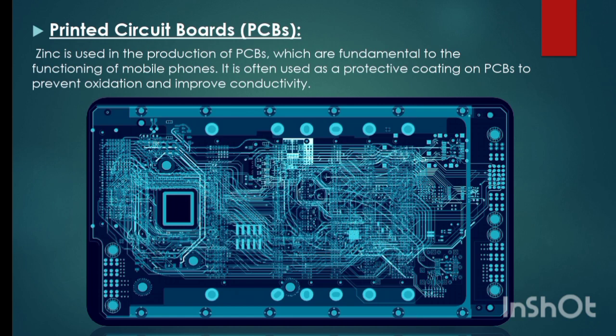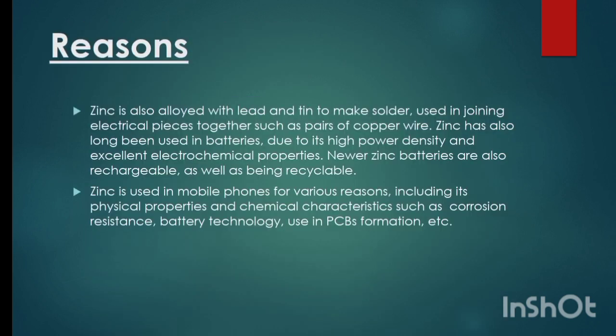A major use of zinc is in PCBs, which are printed circuit boards. Zinc is used in the production of PCBs, which are fundamental to the functioning of mobile phones. It is often used as a protective coating on PCBs to prevent oxidation and improve conductivity.